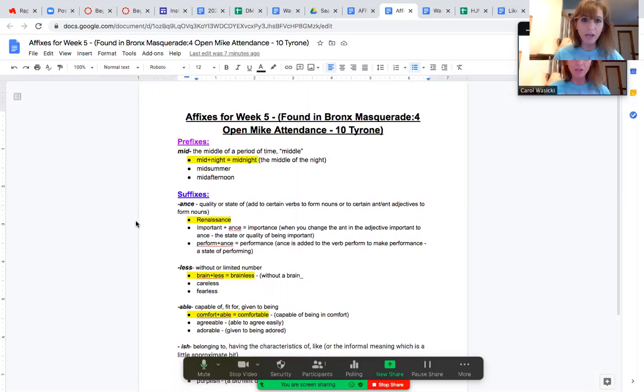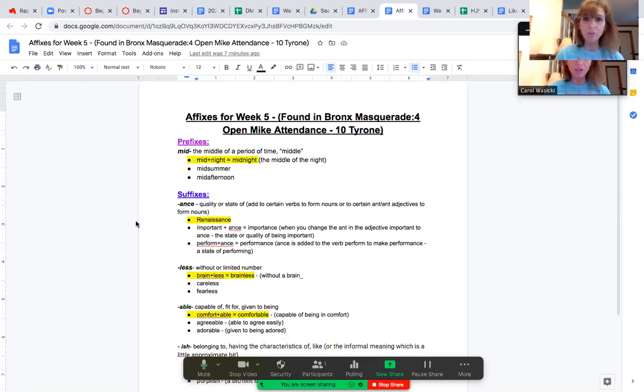So let's look at our first prefix, our only prefix, mid. Now, this is a pretty simple prefix. Mid means middle, or the middle of a period of time. So from the story, we have the word midnight, and that's when you take mid, you put it together with the noun night, and you get the noun the middle of the night. Same thing with midsummer, the middle of the summer, mid-afternoon, the middle of the afternoon. For my soccer players, midfield, middle of the soccer field, where the midfielders play, right? And so forth and so on. Okay, so that is mid.